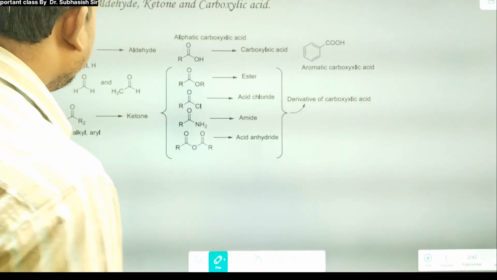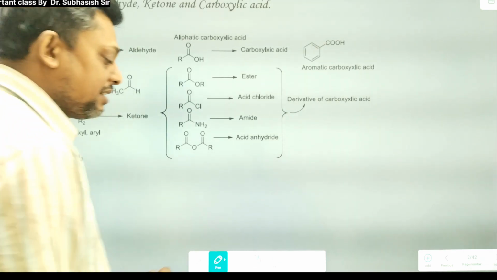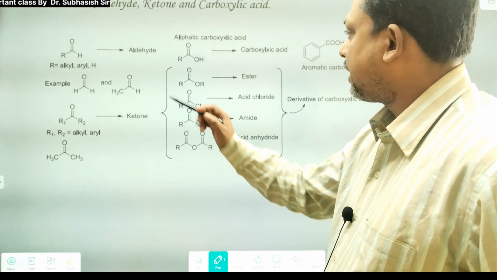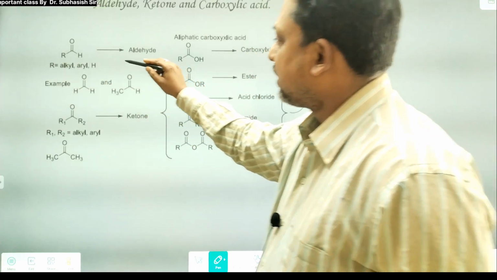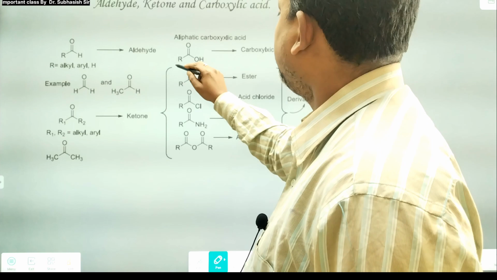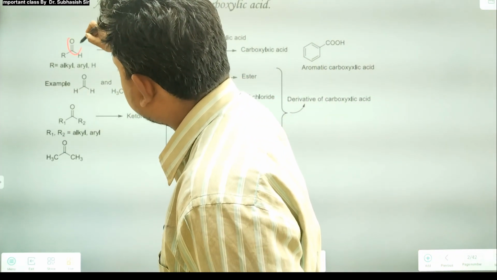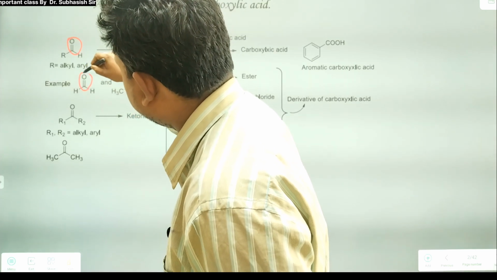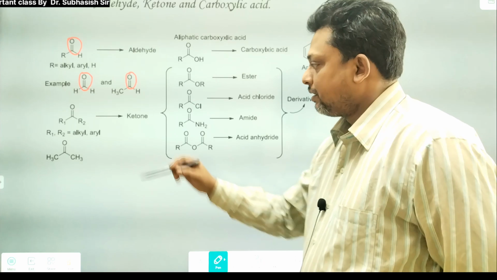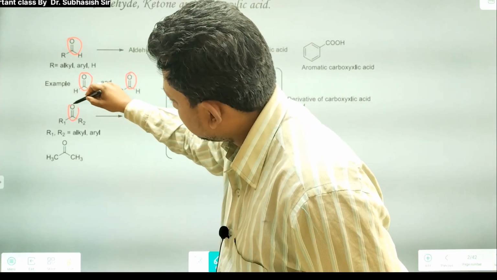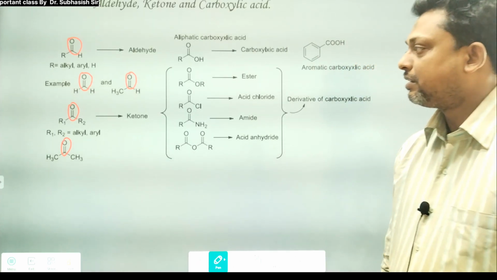Okay, so let us start. What is aldehyde, ketone and carboxylic acid? As I have shown here, aldehyde and ketone both belong to carbonyl compounds, where this CO group is common. As we can see, in all these cases this carbonyl bond is present.